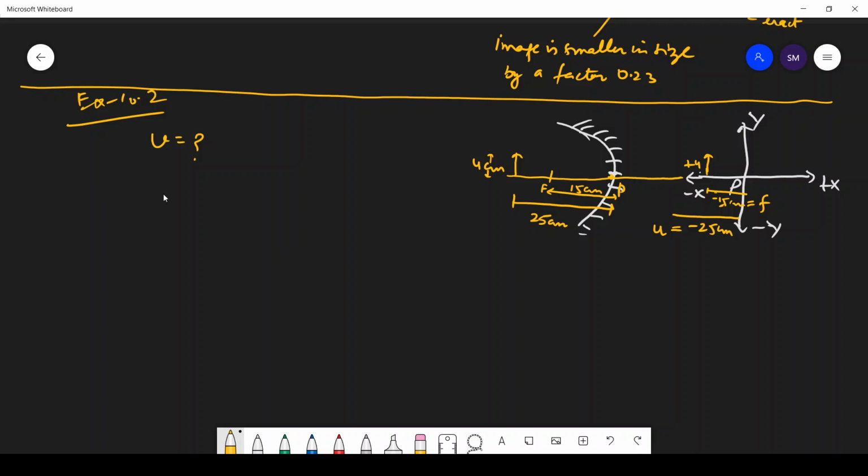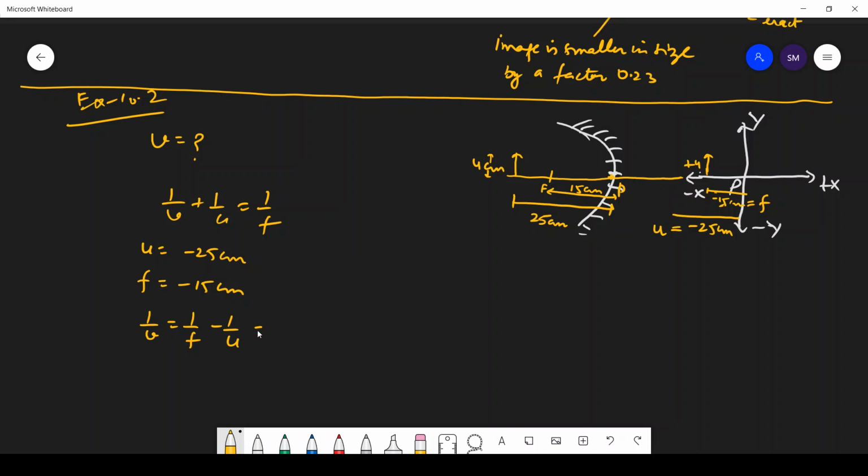So minus 15 is your focal length, minus 25 is your u. So another formula, 1 by v plus 1 by u is equals to 1 by f. So v you need to calculate, u is equals to minus 25 centimeter and f is equals to minus 15 centimeter. So what will be the v? 1 by v is equals to, you can also solve it numerically, means algebraically, sorry. So like 1 by v is equals to 1 by f minus 1 by u.